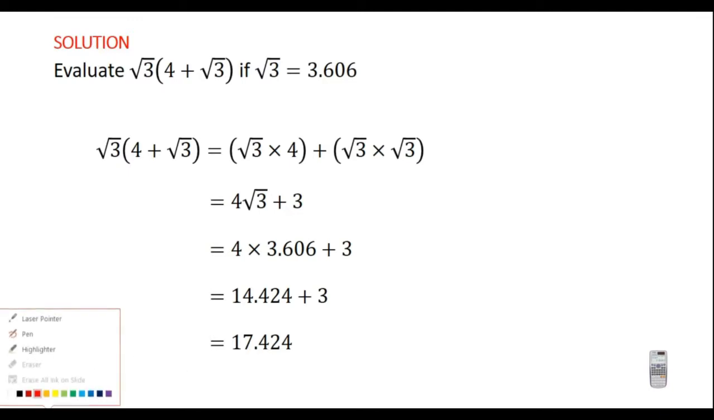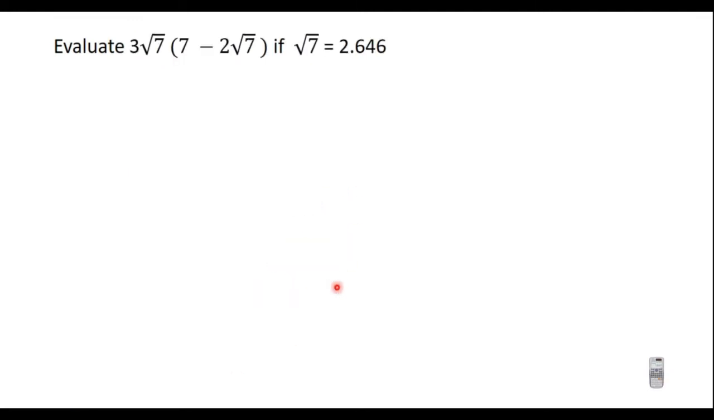So whenever something like this has been given to you, what you have to do is to first reduce it to its simplest form. Then you substitute the set into your final expression. So in this case, our final expression was 4 root 3 plus 3. So you substitute square root of 3 into the final expression as we can see from here. So we move on to the next one.